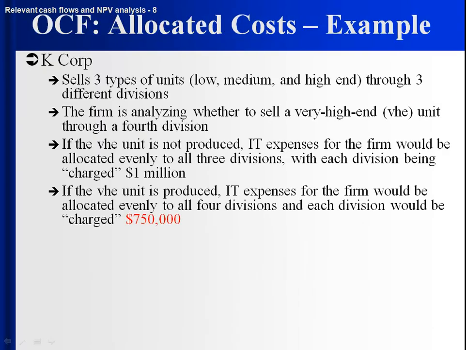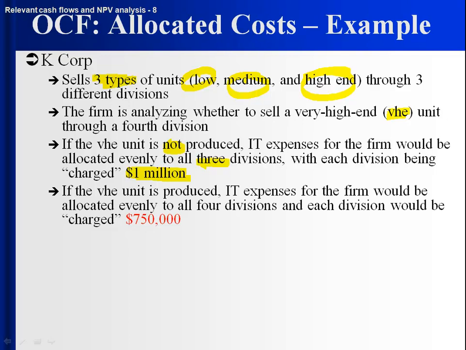So a couple of examples. We have K-Corp. Right now they sell three types of units, low, medium, and high end, three different divisions. They're thinking about going top shelf with a very high end unit. So this would be a new fourth division, this project. If the unit is not produced, IT expenses: the firm has a central IT department that services everybody in the entire organization. If they don't produce it, there'd be three divisions, low, medium, and high, and each of them would be charged $1 million of IT expenses.